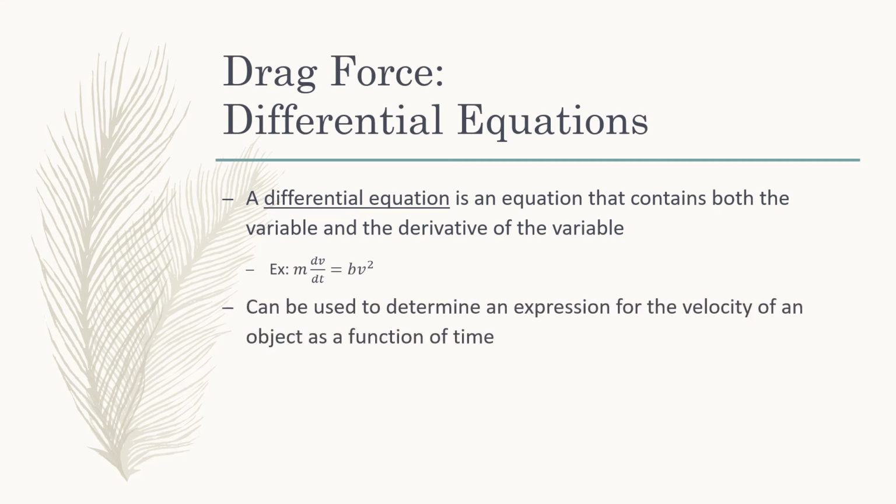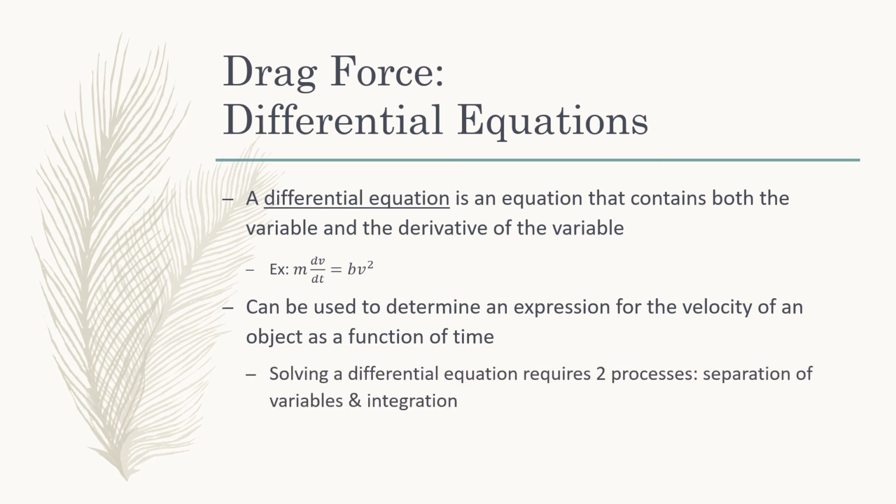We can use differential equations to determine an expression for the velocity of an object as a function of time before it reaches its terminal velocity. So let's say that I want to know how fast something is moving after 1 second. Well, if we ignore drag force, that's a pretty easy calculation because when objects are in free fall, they have a constant acceleration. However, if we're adding drag force in there, that acceleration is not constant, and so we need to rely on solving this differential equation.